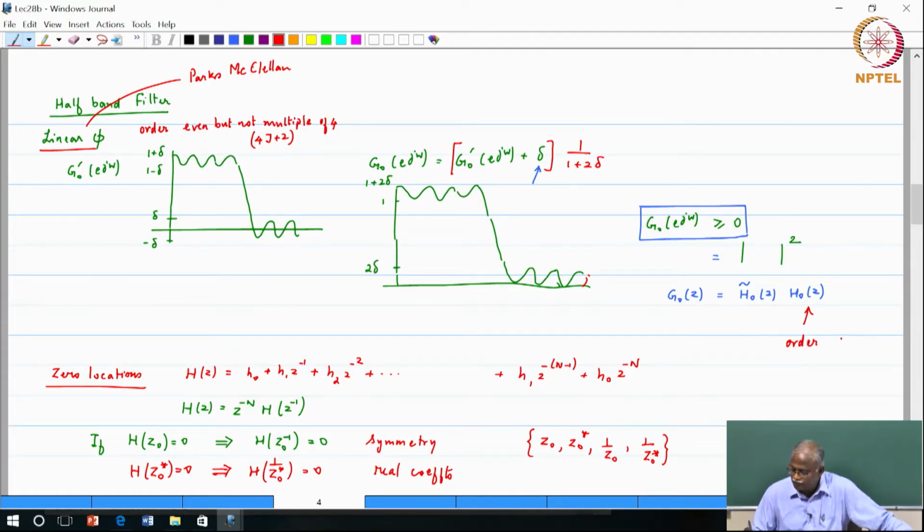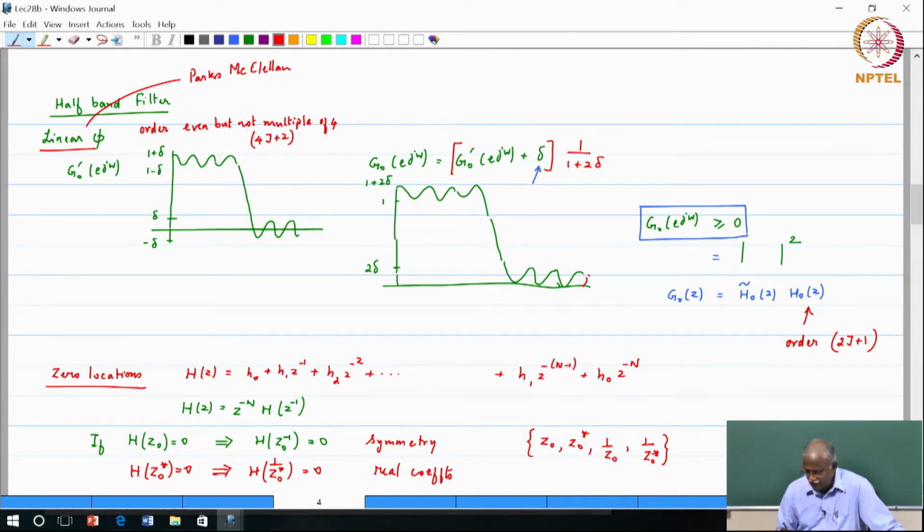So this filter has order 2j plus 1. Okay. And of course when you look at the zeros of G0 of z, you can argue that basically they will occur as quads, and all of that we can go through. The zeros on the unit circle will be double zeros, so therefore you can factorize one of them to H0, the other one to H0 tilde.